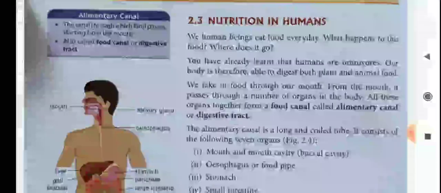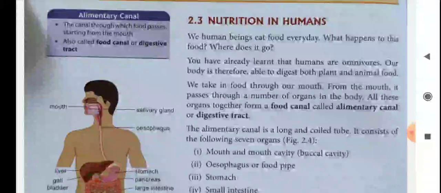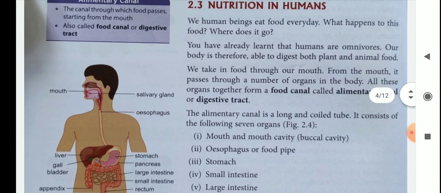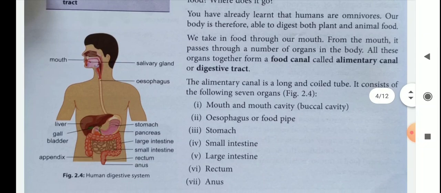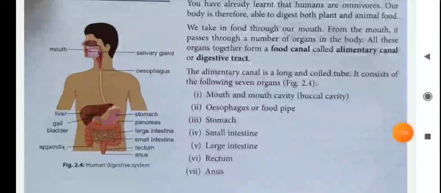Children, you know humans are omnivorous. It means our body is able to digest both plant and animal food. We take in food through our mouth. From the mouth it passes through a number of organs in the body. All these organs together form a food canal called the alimentary canal or digestive tract. So this is the digestive system you see.